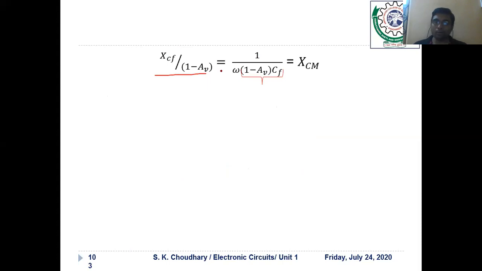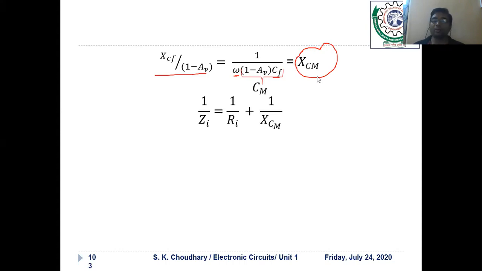So here, instead of 1 upon 2 pi F, we have used 1 upon omega. So what is this factor here? This is the reactance of Cm. Cm means Miller input capacitance. What is Cm? This whole term, 1 minus AB into Cf, is the Miller capacitance. So this whole term is the reactance offered by the Miller capacitance, XCM.